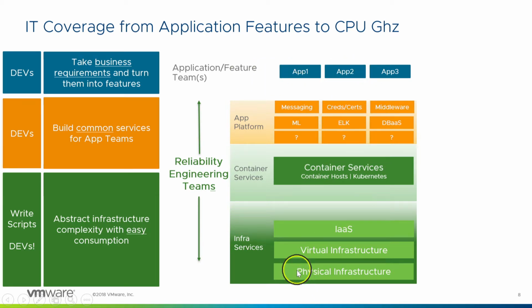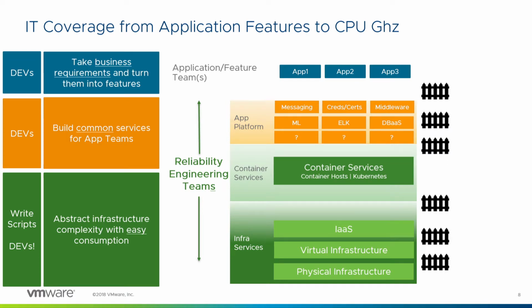But as you get further down, a lot of this stuff is still clicking, right? And we need to change that. We need to make it more repeatable and reliable. Between all these teams, there's typically fences, and we always hear about this. You're going to throw it over the fence, and it's someone else's problem.